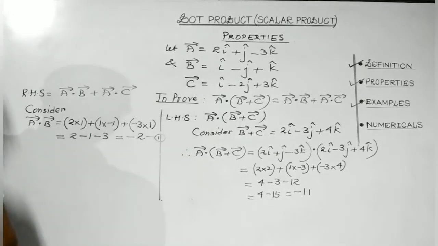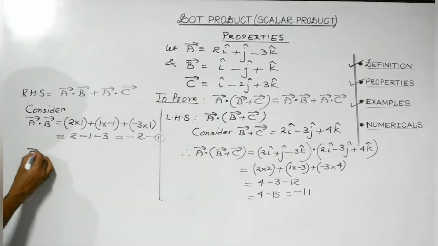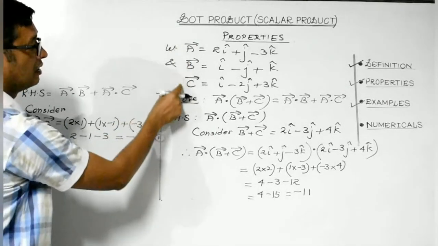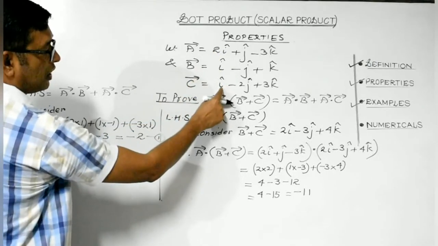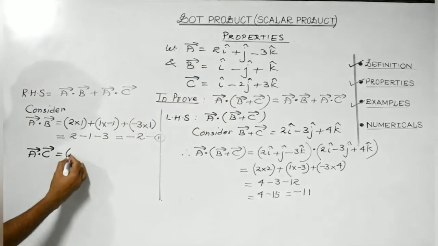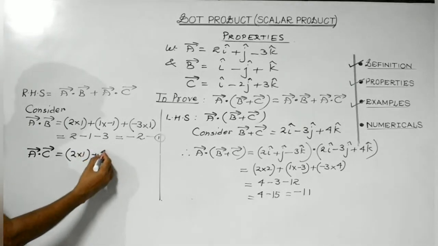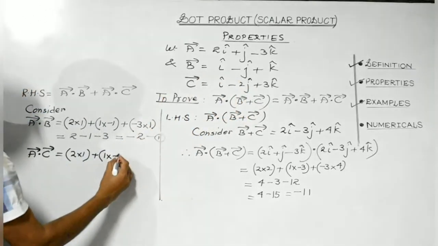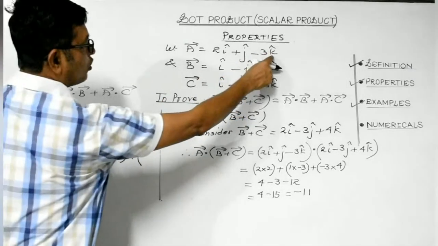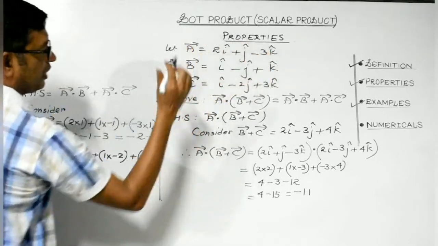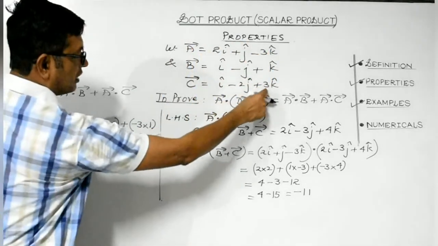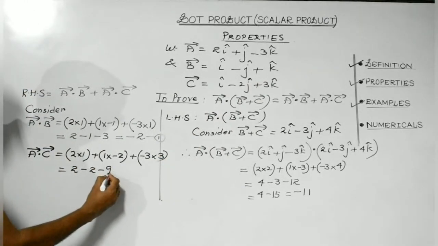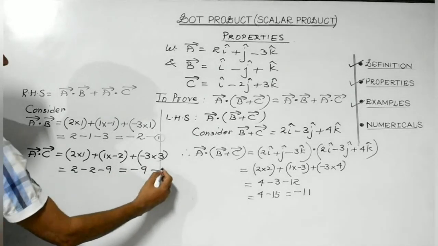So now let's try the other term, that is A dot C. A vector dot C vector. These are the two vectors under consideration. The coefficient of i cap is 2 and the coefficient of i cap of C vector is 1. So it will be 2 into 1, plus coefficient of j cap is 1 over here and coefficient of j cap is minus 2, plus coefficient of k cap of A vector is minus 3. Over here it is 3. So it will be 2 minus 2 minus 9. So it will be minus 9.